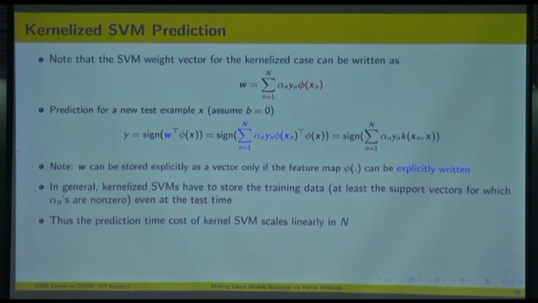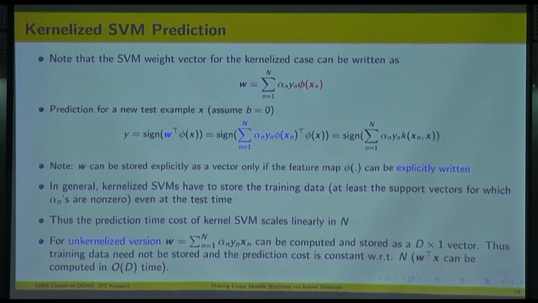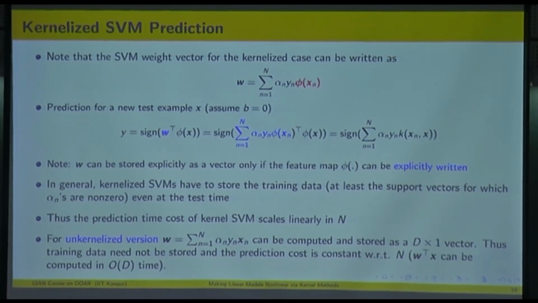Yeah, so that's the idea I was talking about, and I already made the point that the prediction cost of SVMs scales in the number of training inputs, or to be more precise, in the number of support vectors. Whereas in the unkernelized version, W can just be written as this summation, where X is finite dimensional, and so you can just store W and forget about your training inputs, which you can't do in the nonlinear case. Okay, any questions on the kernel SVM? Okay, great.